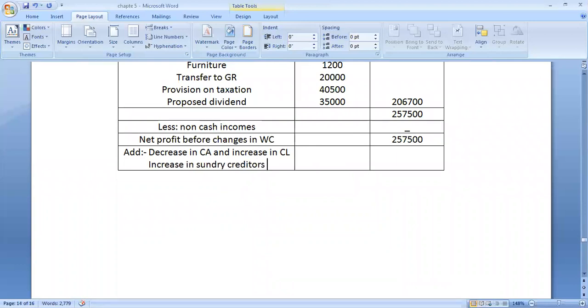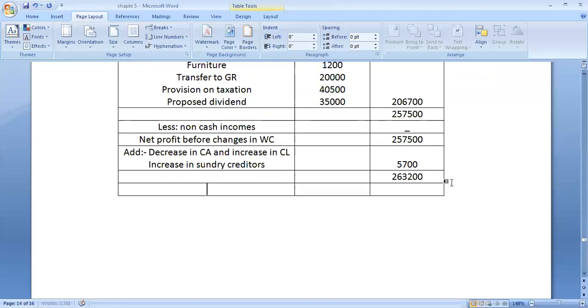So what is the value of increase in sundry creditors? It is 5,700. So you can just write it in the outer column as there is no further figure which is given. Okay. So now add these two. You will get 2,63,200.